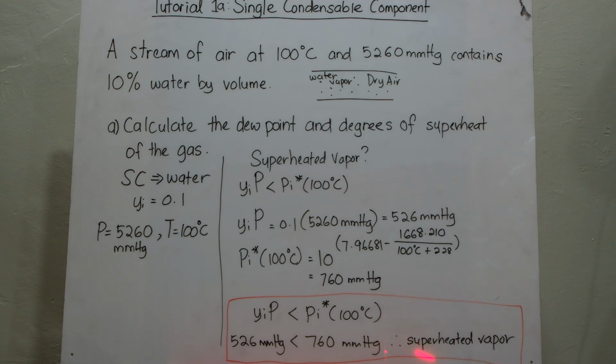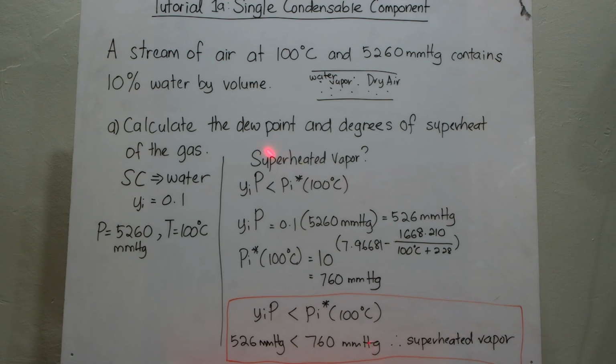So when we have this, if it is superheated, then we can calculate dew point and degrees of superheat. We have to do this calculation first in order to calculate dew point and degrees of superheat. We have to determine the superheated vapor condition first. Then we can calculate dew point and degrees of superheat. So from this calculation, we already obtained that our water vapor in this gas system is actually superheated vapor.